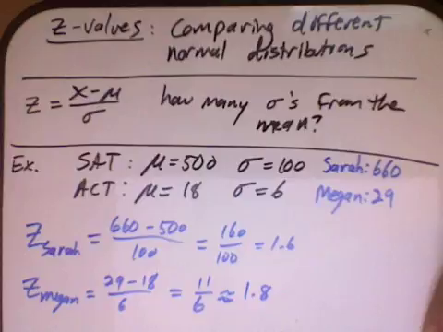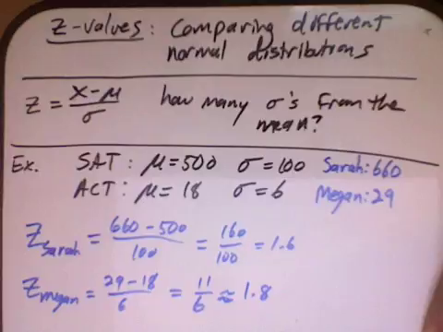Let's say Sarah takes the SAT and gets a 660, and the mean is 500 and the standard deviation is 100. This is example 3, sorry. And Megan takes the ACT and gets a 29. The mean is 18 and the standard deviation is 6. Who should we be more impressed by?